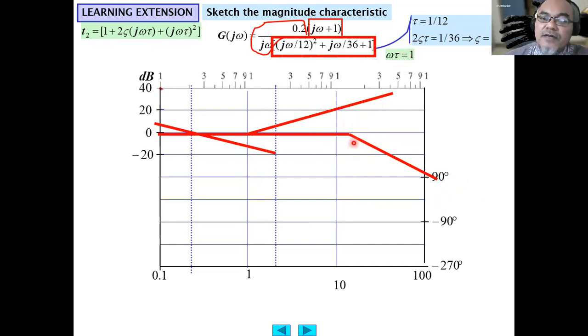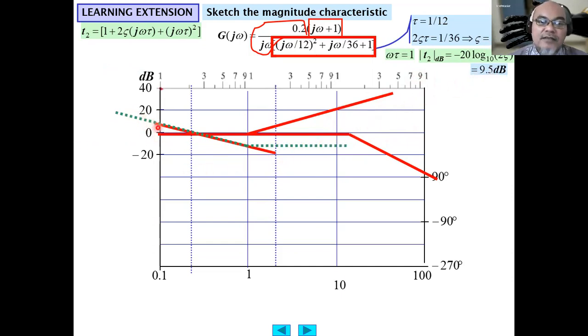Omega tau equals 1, this one. So omega tau equal to 1 means omega equals 12 radian per second here. So it equals minus 20 log 2 zeta. 2 zeta is 2 over 6, 1/3, so minus 20 log 1/3 equals 9.5 decibel. So the magnitude has a bit of protrusion, a peak at 9.5 decibel.